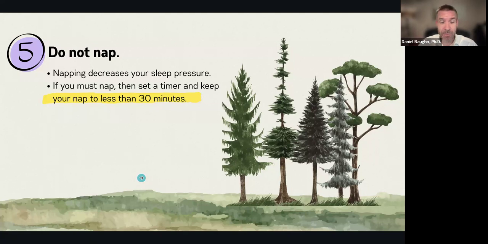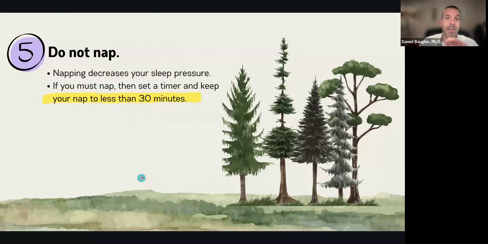If you have to nap, keep it to less than 30 minutes. Less than 30 is always a good rule of thumb. The other thing is do not nap in your bed. If you're going to nap, make sure you nap somewhere that's not where you go to sleep at night.